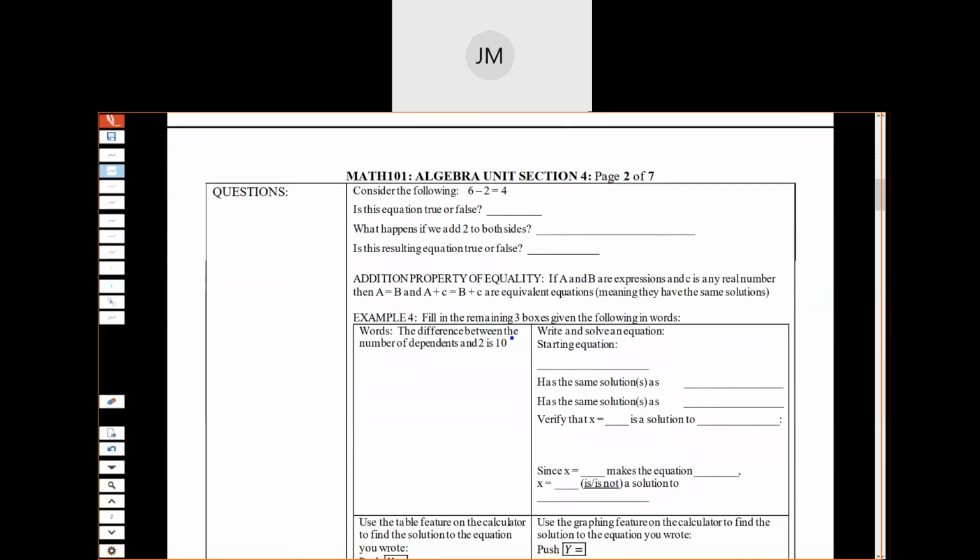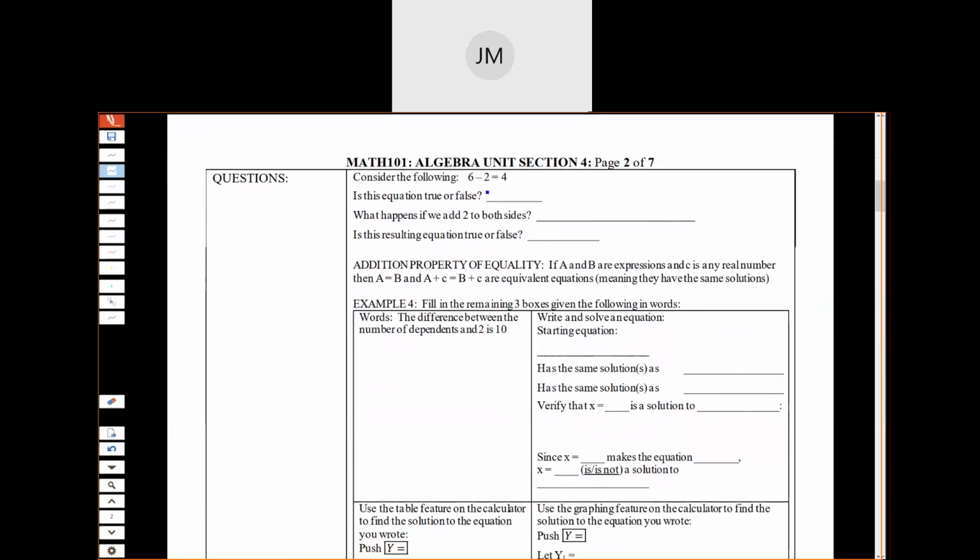Okay, let's look at another one. Consider the following equation: 6 minus 2 equals 4. This equation is true because if I add 2 to both sides, on the left I would have 6 minus 2 plus 2, which is the same as 6. And if I take 4 and add 2, I get 6. So by adding 2 to both sides, I get another equation. And this one is also true.